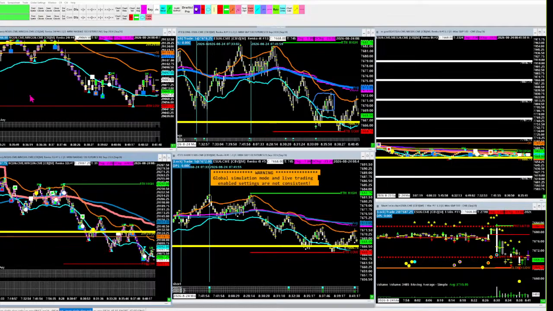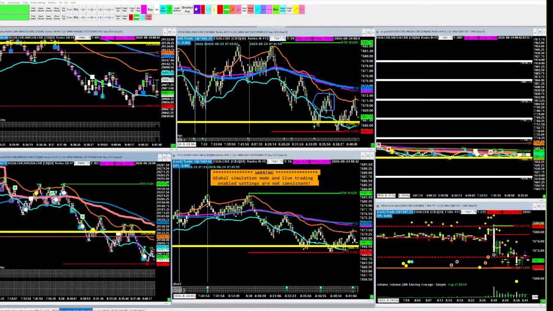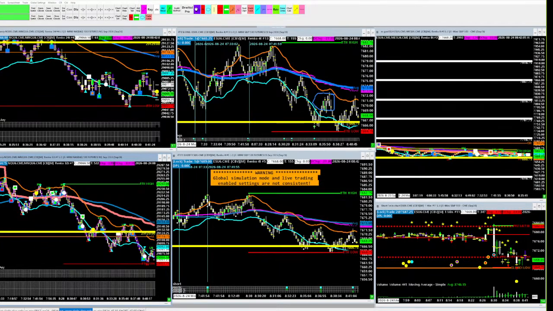NQ down 318, ES down 23, which I find amusing. I'll tell you why later today. So you have everything you want for a short setup there. That's like all there is to it.